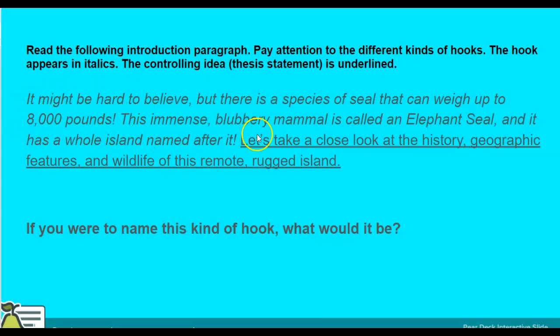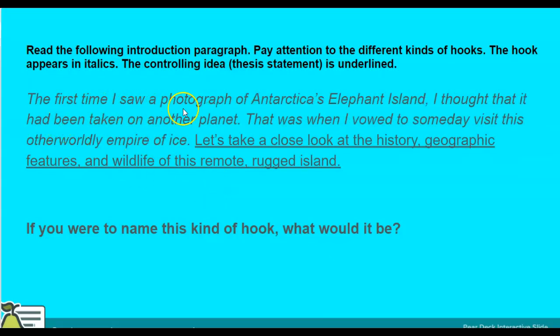If you were to name this kind of hook in italics, a species of seal that can weigh up to 8,000 pounds, what would you call that? That, in fact, is an amazing fact, or an interesting fact. A seal that weighs 8,000 pounds, that's a lot of weight. That's like 3 or 4 cars worth of weight. And it's called an elephant seal, and it has a whole island. So it must be a pretty special, amazing type of animal if it has a whole island named after it.